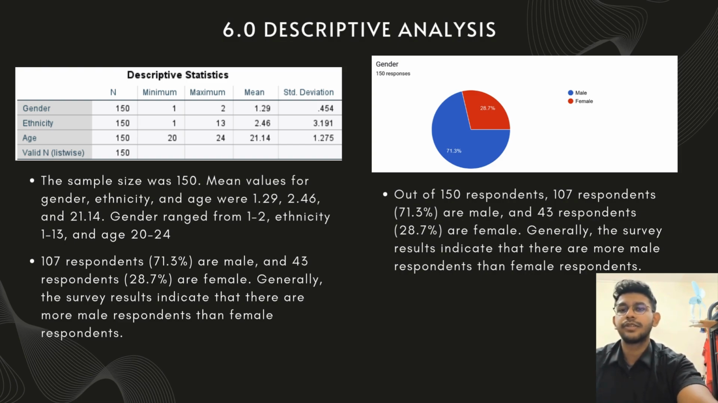Okay, so for the next one is the gender. Out of 150 respondents, 107 respondents are male. So this one is basically the same as the previous one. So yeah, 107 respondents are male, 43 respondents are female. So up to the next slide.